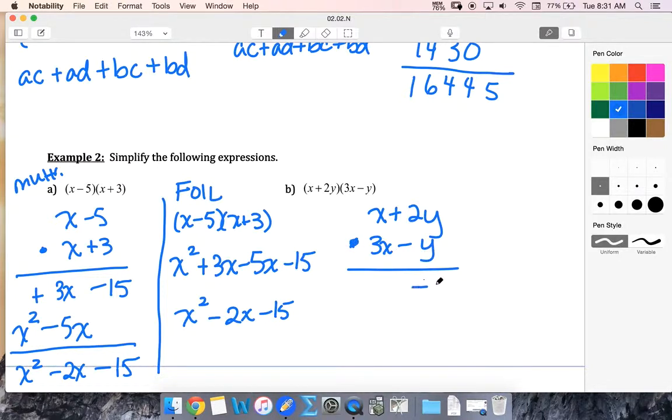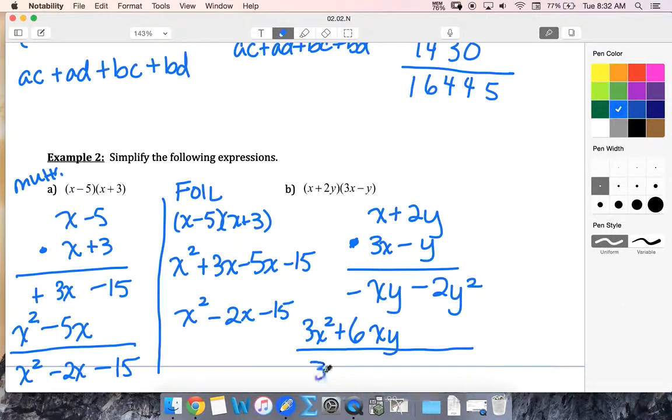2y times negative y, negative 2y squared. X times negative y, negative xy. Come down a line, move over a space. 2y times 3x is 6xy, and that's a positive 6xy. X times 3x is 3x squared. Add up the result. 3x squared plus 6xy minus xy is plus 5xy, minus 2y squared. And I'm going to get the same answer no matter which method I pick.